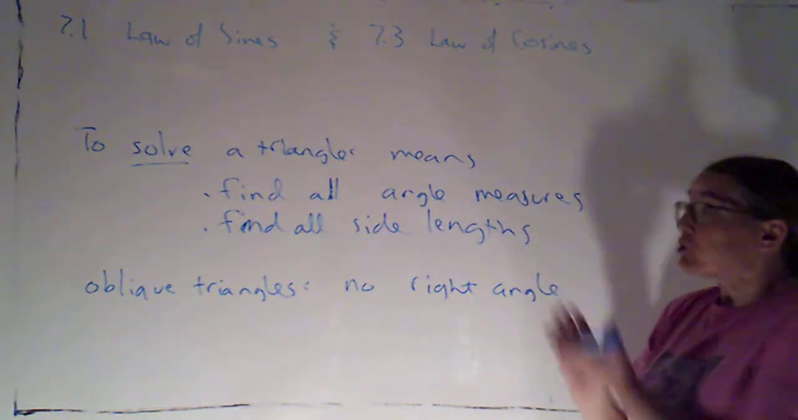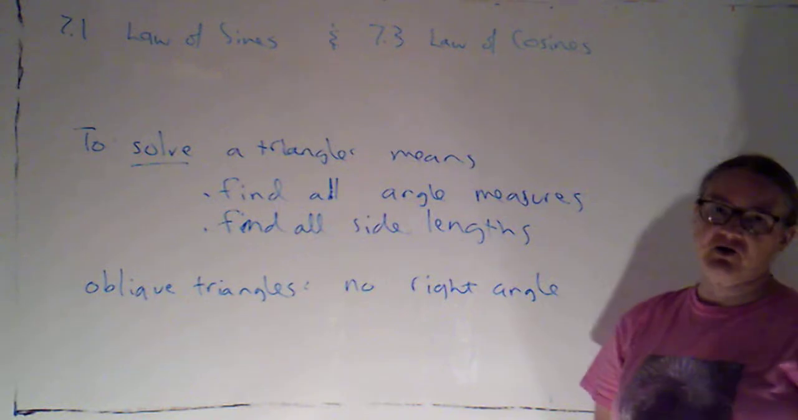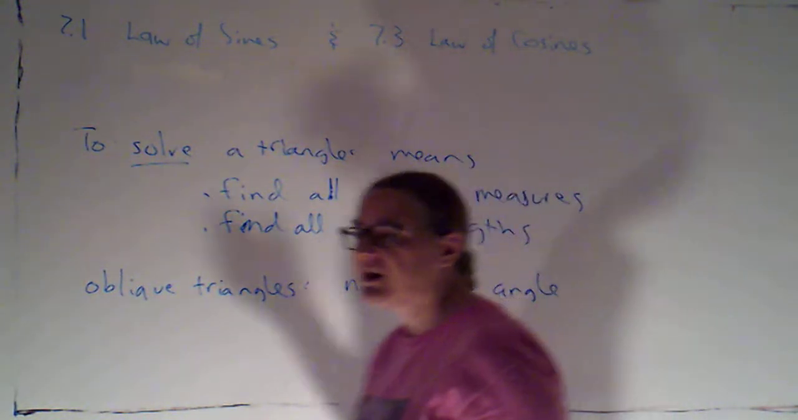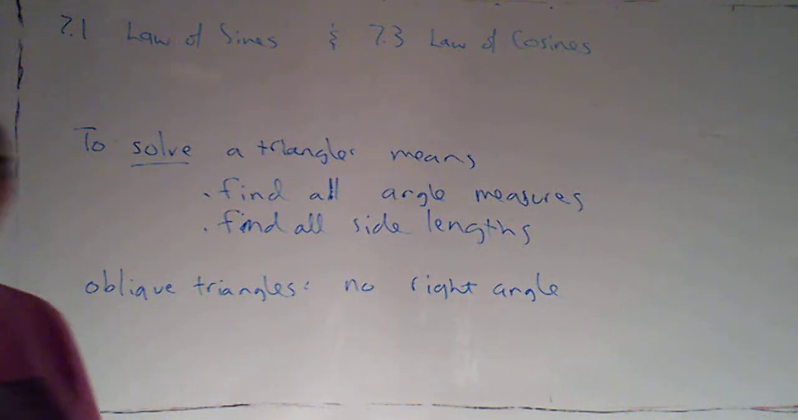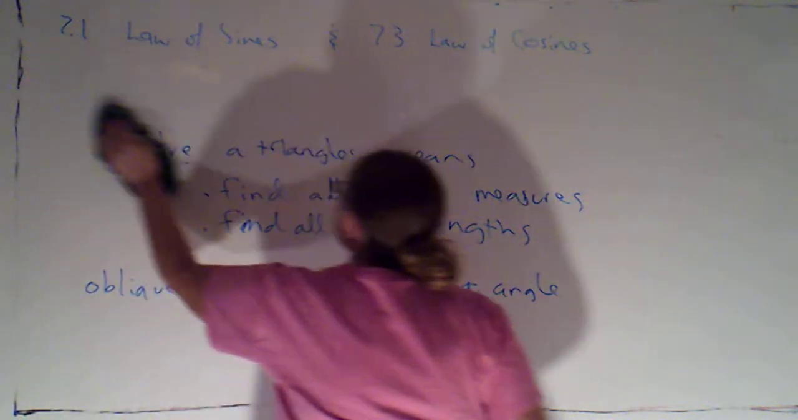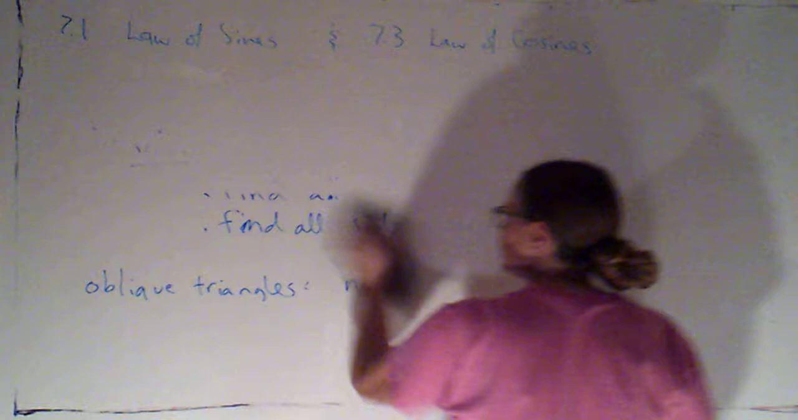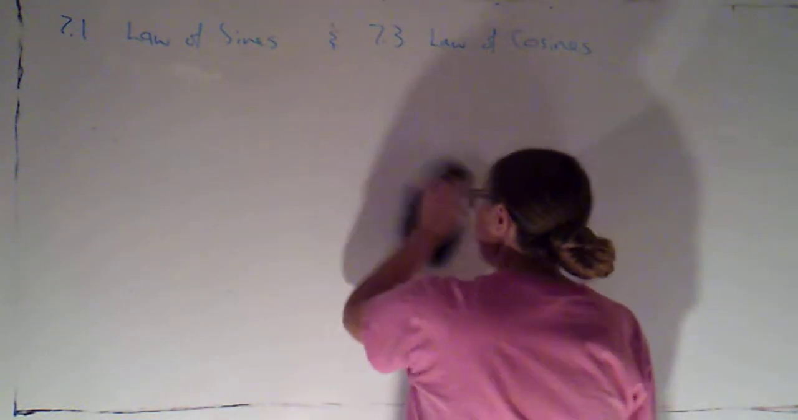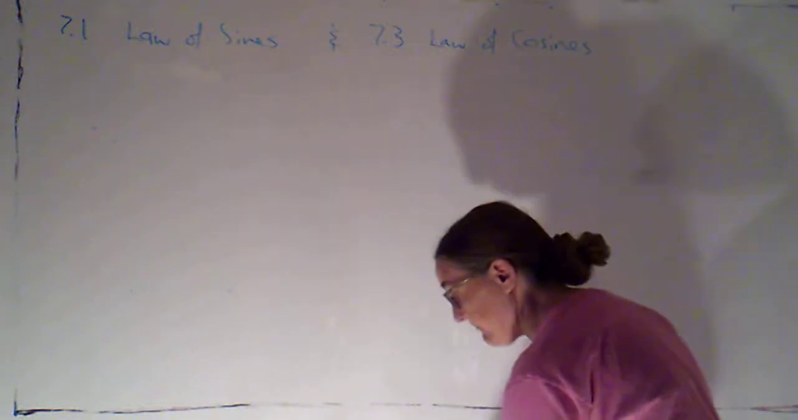Okay. Now, they're true even if I have a right triangle. So I could use law of sines and law of cosines with a right triangle. I just don't usually need to because I can just use the definitions of my trig functions. But the law of sines and the law of cosines are true regardless of what sort of triangle you have.